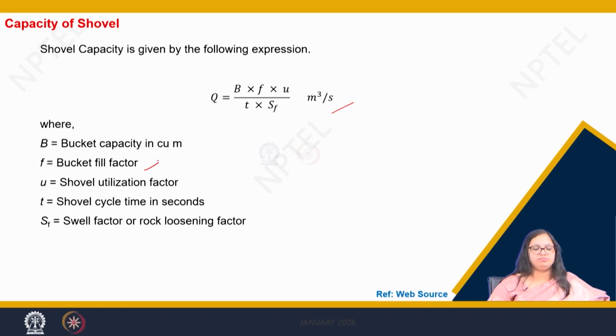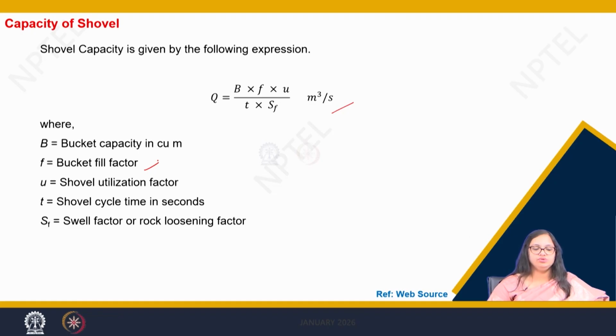Now if we talk about the bucket fill factor as a thumb rule for shovel, it ranges from 65% to 75%. If it is not given in the question, you may assume this as the fill factor of the bucket for shovels. For details of this, you may again go through the overview slide, that is the lecture number 1 and 2. There you will be able to know what is the bucket fill factor.